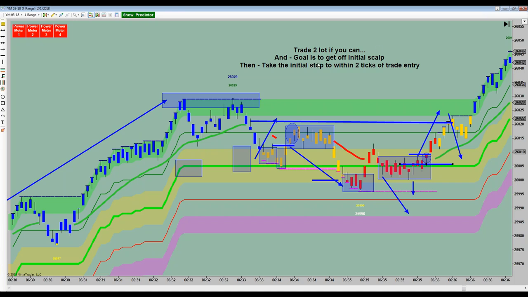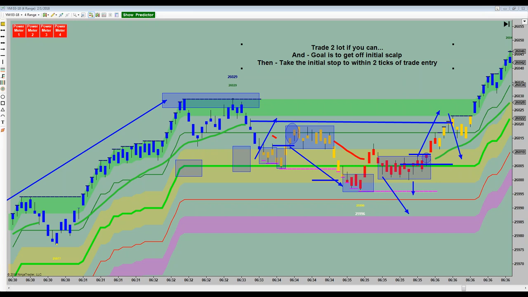Everybody following that? This is our approach after we get in. This is getting us to what we call close to a free trade. A free trade is where no matter what the market does, you're going to make a profit, right? Because you got a 10, 12 tick scalp off, even if it took your initial stop two ticks behind your initial entry. And then you're out. All right, let's advance this chart and see what happened with this trade.